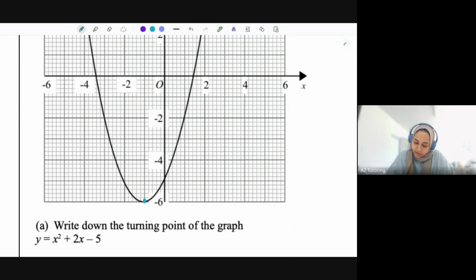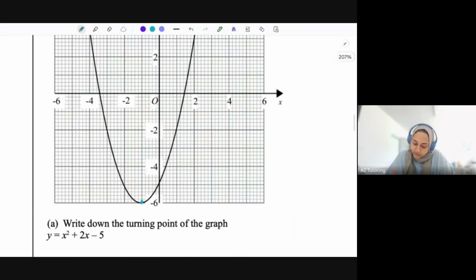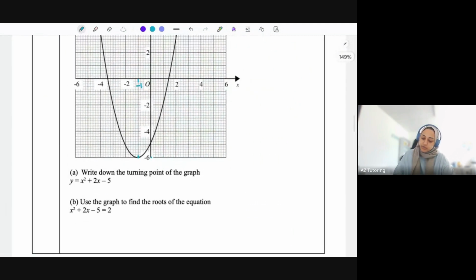So middle, right here. So we can use symmetry to figure that out. If we look at this point here and this point here, which is 0 and minus 2, the number between 0 and minus 2 is minus 1. So then you use symmetry to figure out the turning point is at minus 1 for this point here. Now we just need to read off where it is on the y-axis, and that's minus 6. So minus 1, minus 6, that's our turning point.